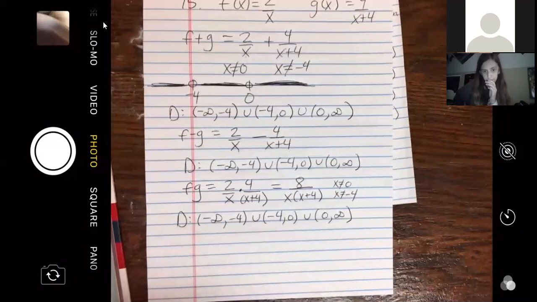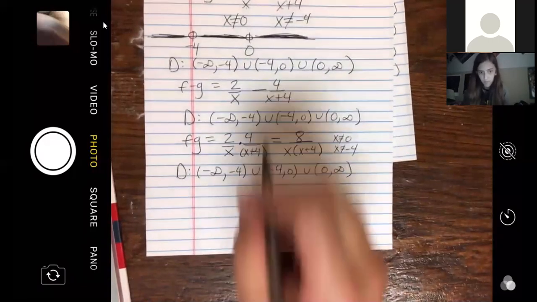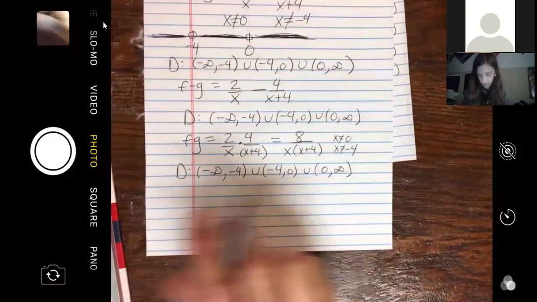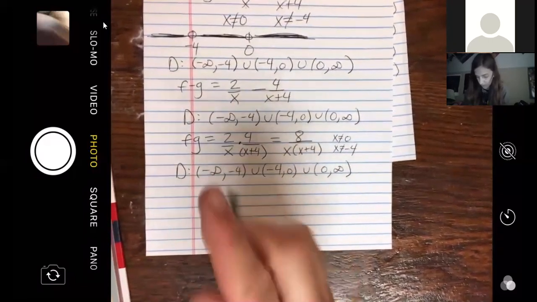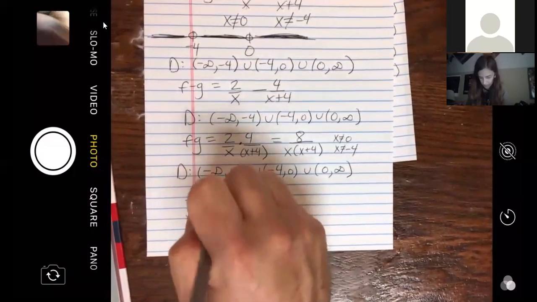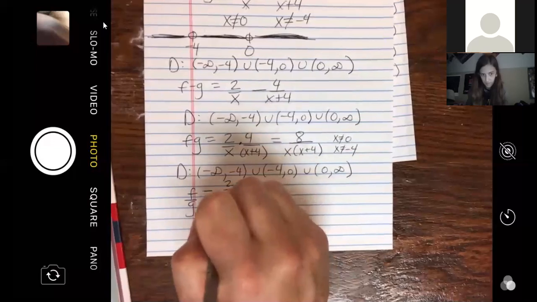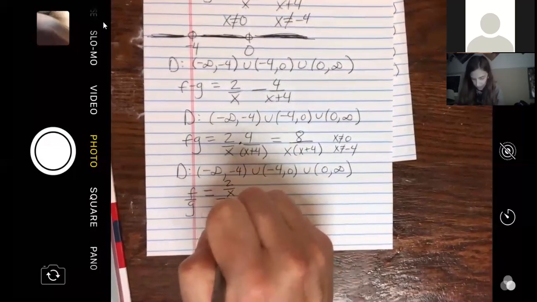Now, when we divide them, that could change. The first 3, anyway, a lot of the domain's very similar. When you divide them, weird things happen. So let's see what happens on this one. All right, so I'm going to take 2 over x, and I'm going to divide by 4 over x plus 4.